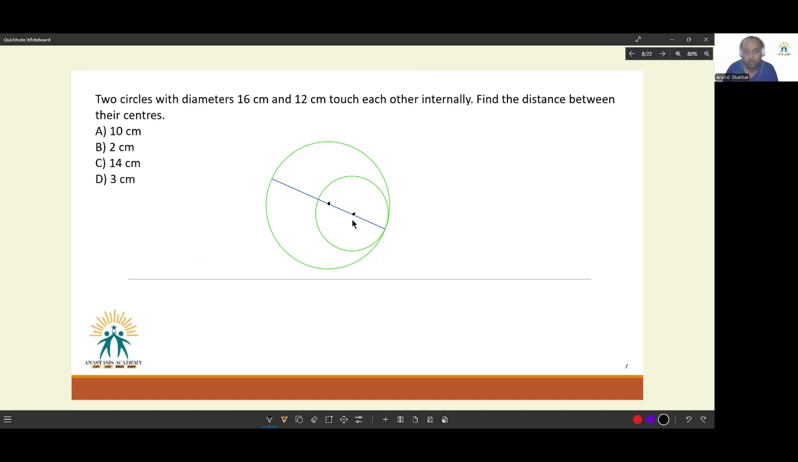Now we are told the diameter of the smaller circle is 12. So this is 6. Or radius of the smaller circle is 6. And radius of the larger circle is 8, because the diameter is 16. So the distance between their two centers will definitely be 2. And that is the answer. Okay.